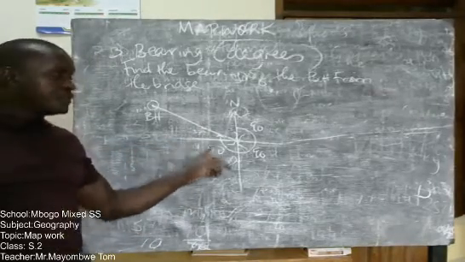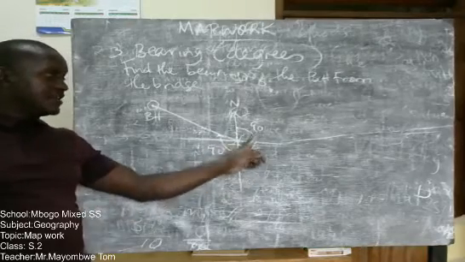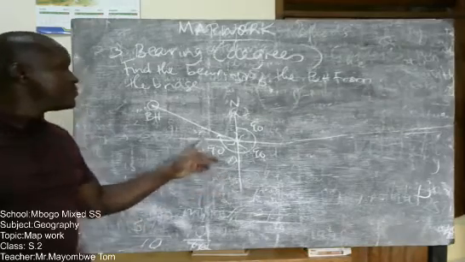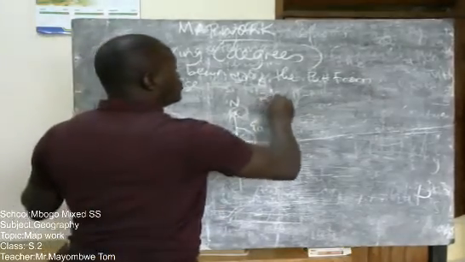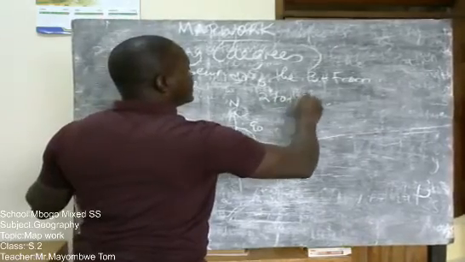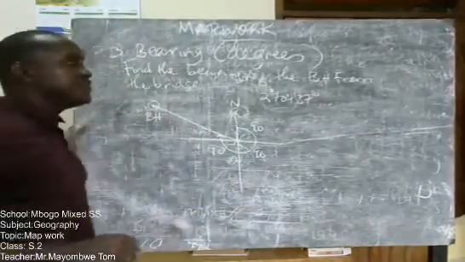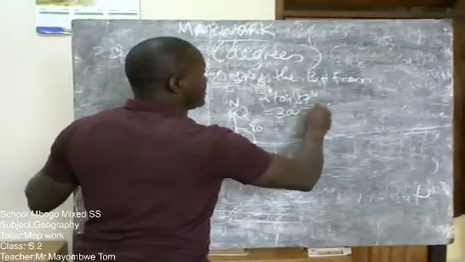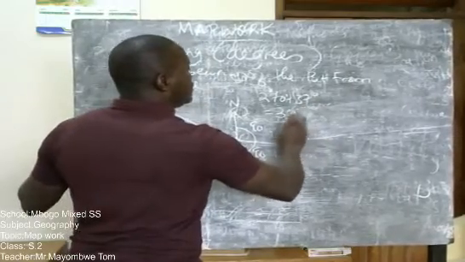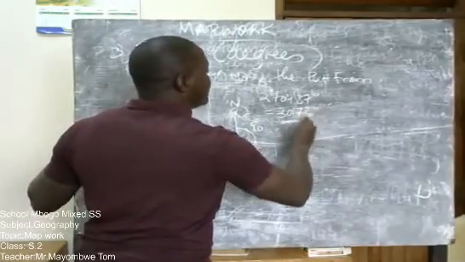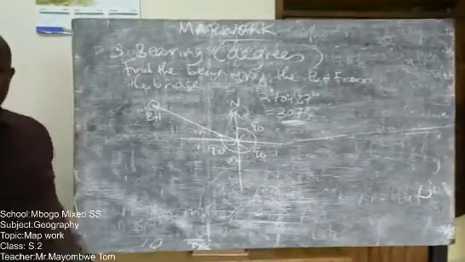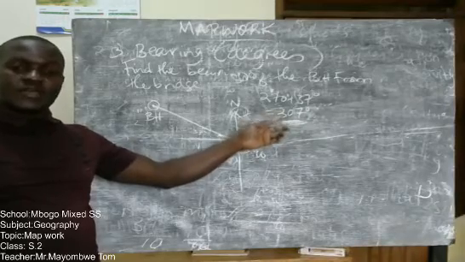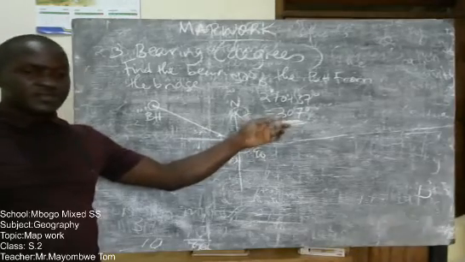That means the whole of this angle is 90 plus 90 plus 90. That is 270. Then plus 37. So it will be 270 degrees plus 37 degrees. You come up with 307 degrees. Endeavor to put there the units. 307 degrees.